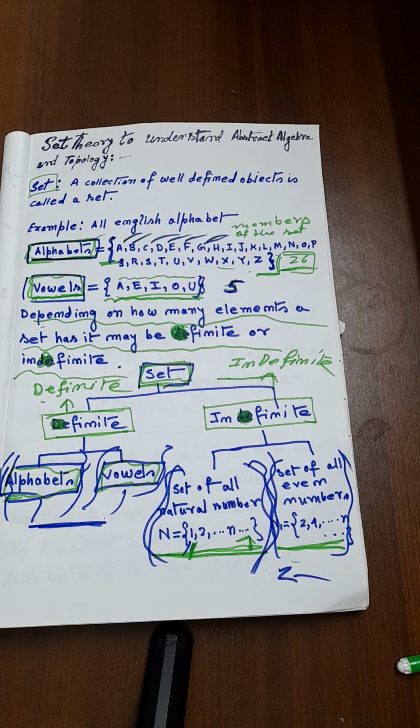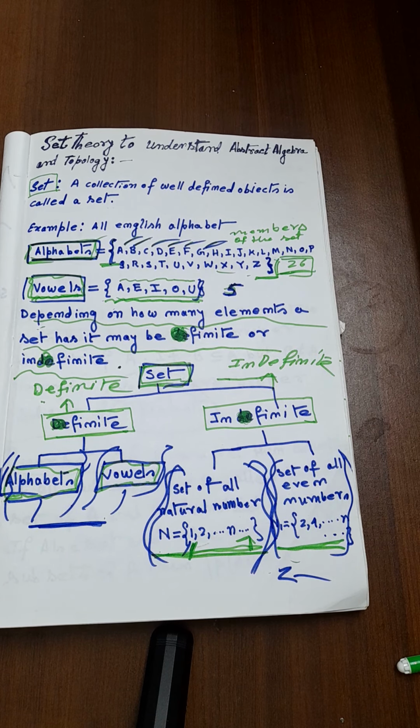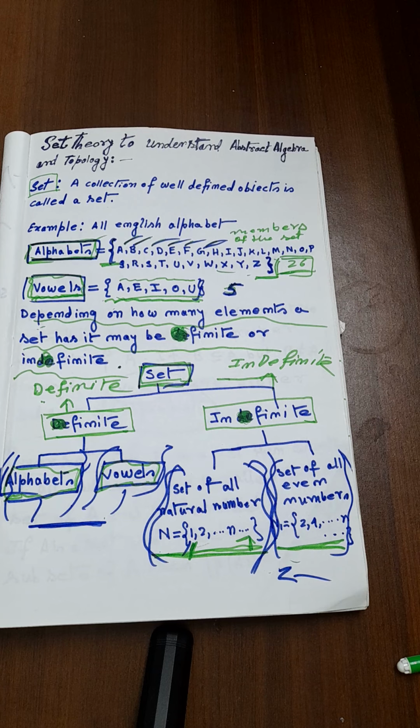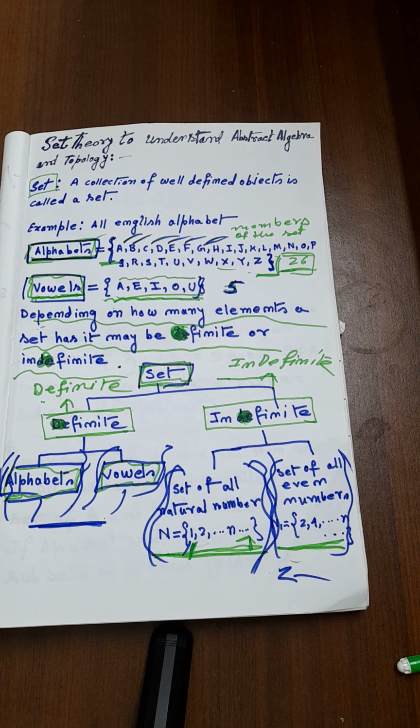So what is a set? A set is a collection of well-defined objects. For example, all the alphabets in English. So what is not a set? All the flying birds in the sky is not a set, because that is not well defined.